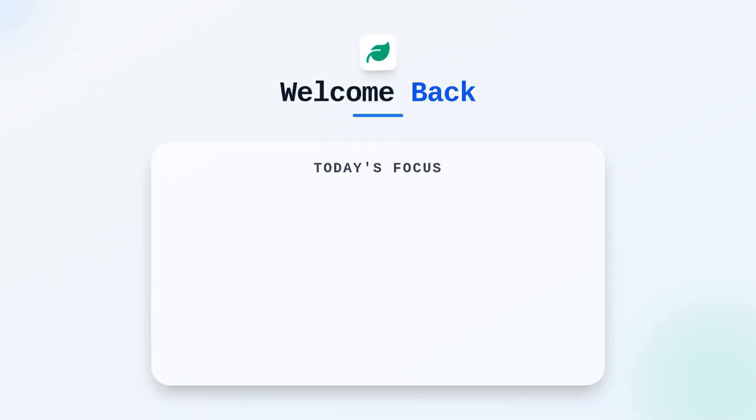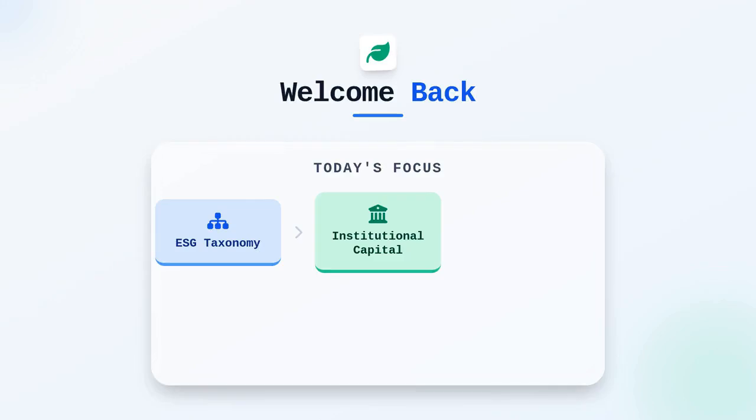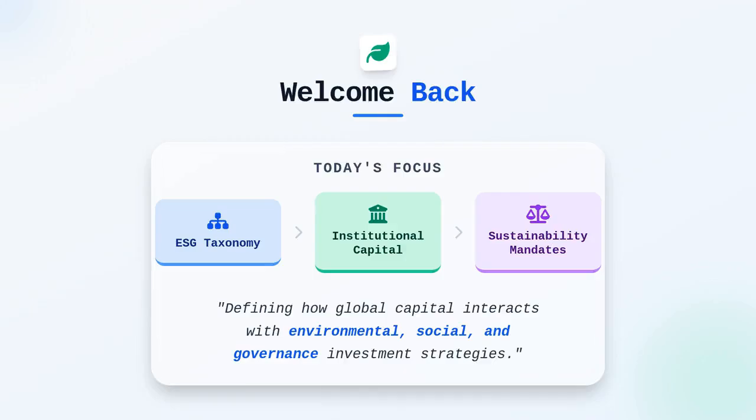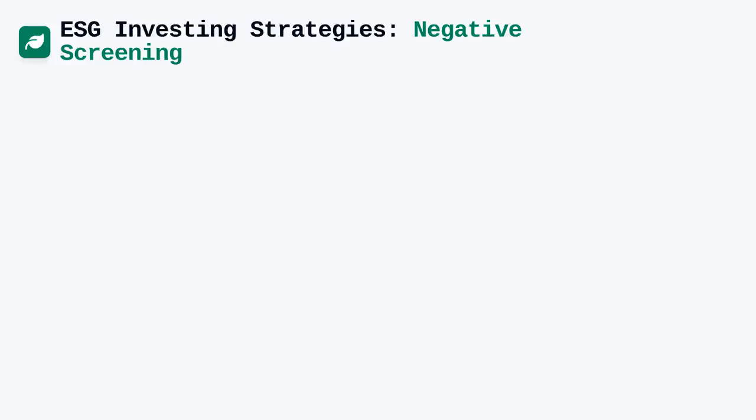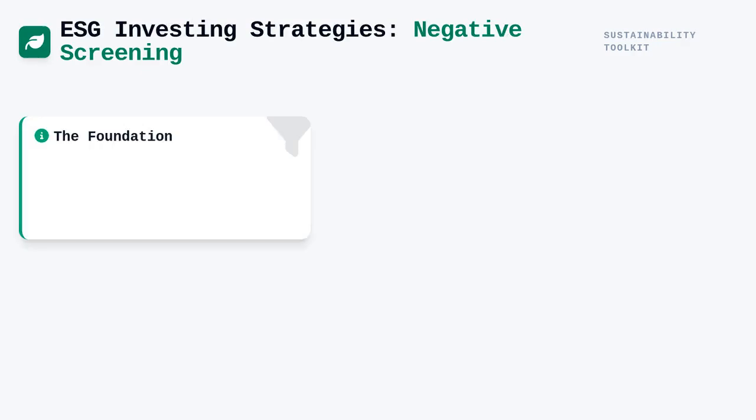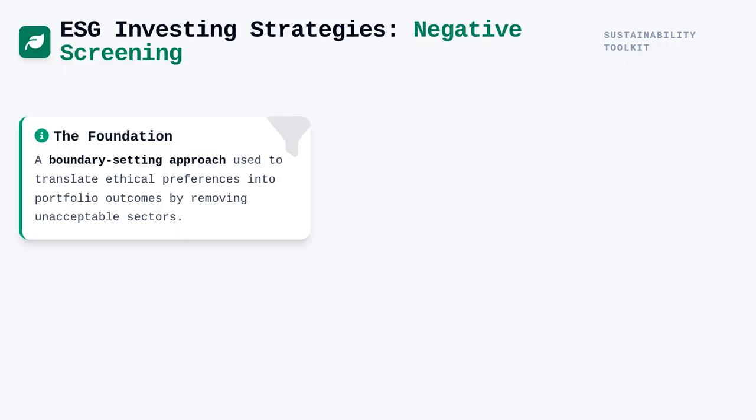Welcome back. Today we examine the specific taxonomy of ESG investment strategies that define how institutional capital interacts with sustainability mandates. When we talk about ESG investing strategies, we are essentially looking at a toolkit investors use to translate sustainability preferences into portfolio outcomes. The most foundational approach is negative exclusionary screening, which draws a boundary around certain sectors or business activities that an investor finds unacceptable.